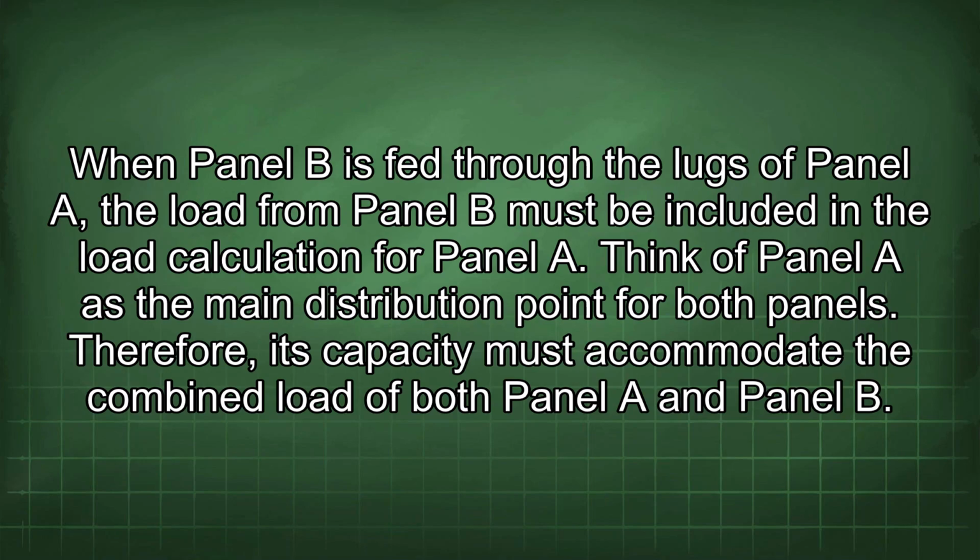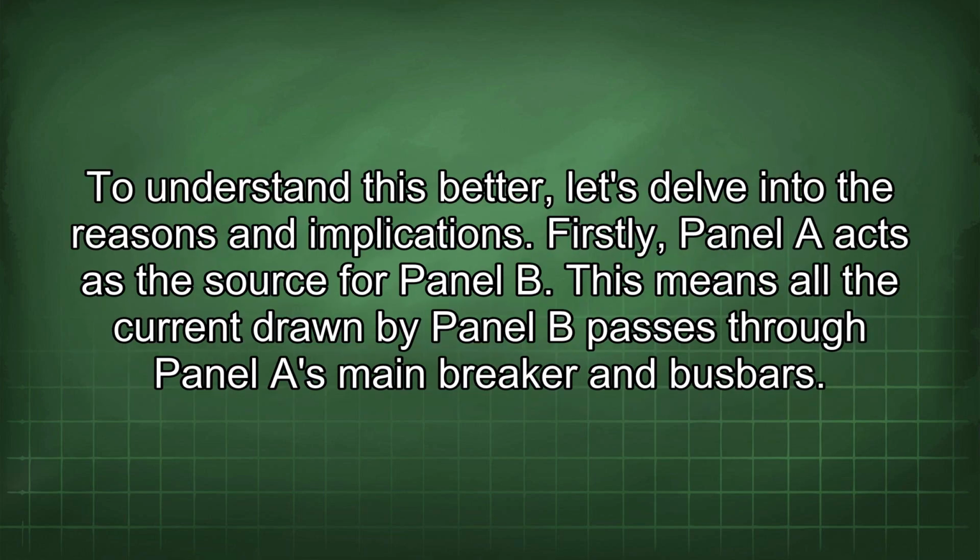When panel B is fed through the lugs of panel A, the load from panel B must be included in the load calculation for panel A. Think of panel A as the main distribution point for both panels. Therefore, its capacity must accommodate the combined load of both panel A and panel B. To understand this better, let's delve into the reasons and implications.